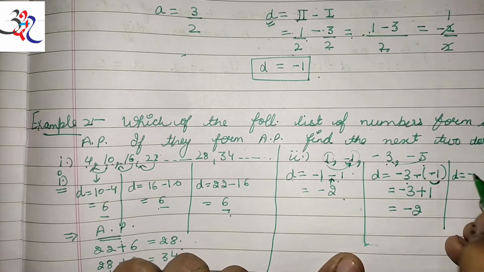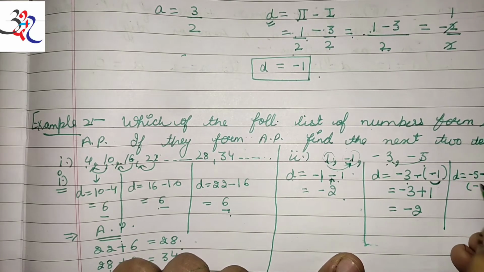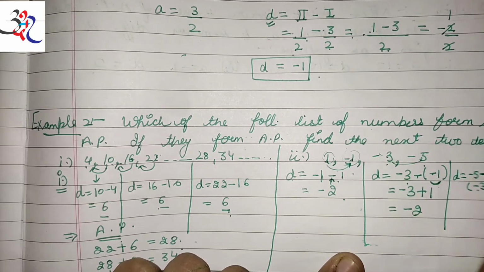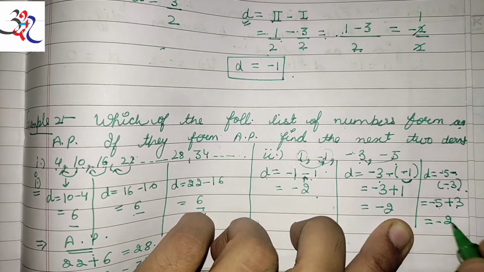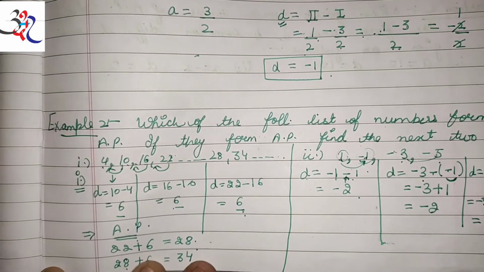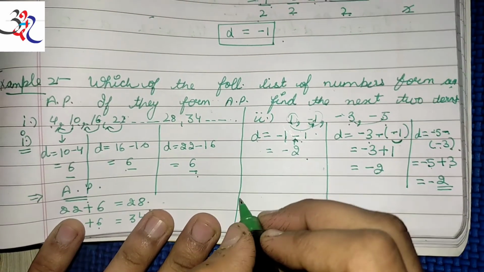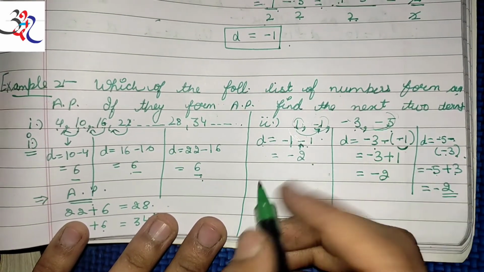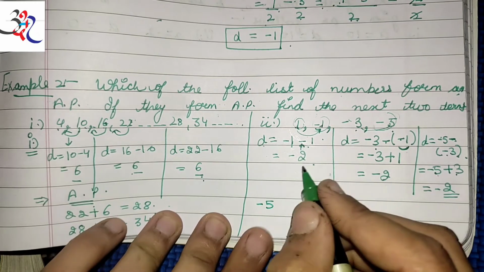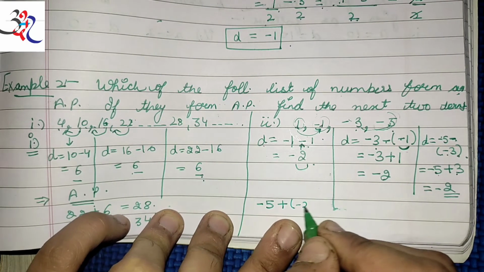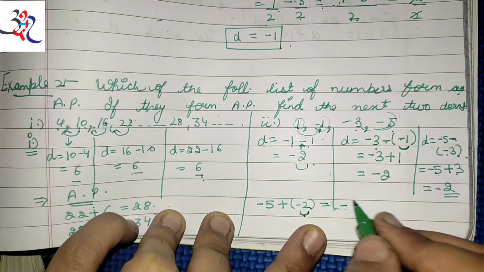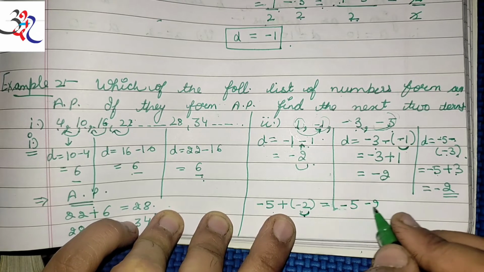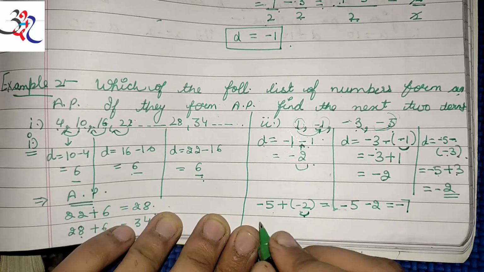So again I have to subtract these 2 terms, minus, and this will be minus 3. So my answer will be minus 3 minus 5 plus 3, which will give me minus 2. So this is also forming an AP. So I have to find the next 2 terms. How can I find out the next 2 terms? Minus 5 plus my common difference. Common difference is what? Minus 2. So it will become minus 5 minus 2. It will become minus 7.